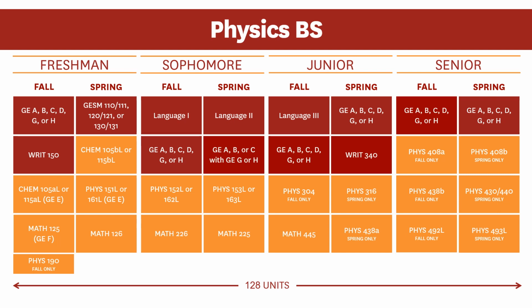Sample course plan for the Physics BS. There is no elective space compared to the BA, but depending on how much foreign language and math a student needs, they may be able to open up more elective space.